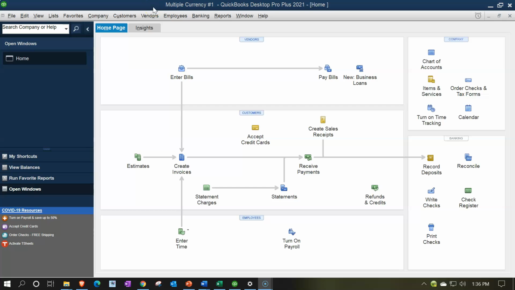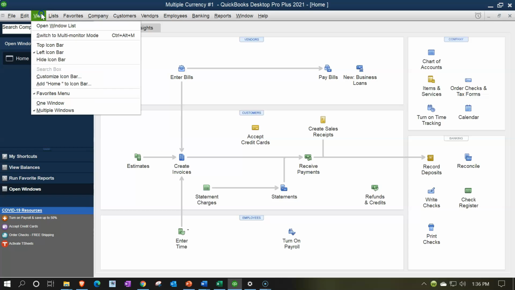Here we are in our multiple currency practice file. We currently have the open windows open. You can open the open windows by going to the view dropdown, selecting the open windows list.